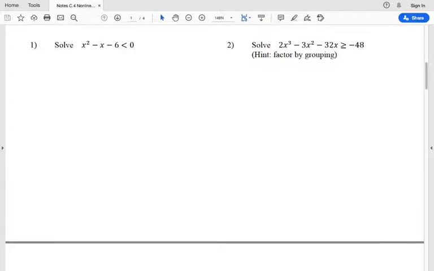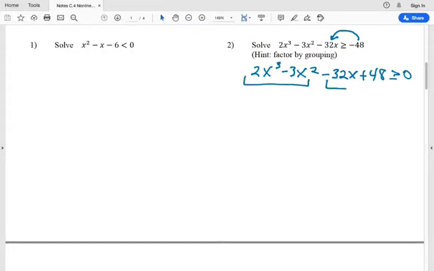Okay, on this next one, I've not been saying this, and I should have been. You want one side to always be set equal to 0, so I've got to move that -48 over to the other side. So that's going to be 2x cubed minus 3x squared minus 32x plus 48 is greater than or equal to 0. So you know if you graph this, you're going to probably have a possibility of 3 x-intercepts. So there's probably going to be 3 critical numbers. So let's see. We're going to factor this by grouping.